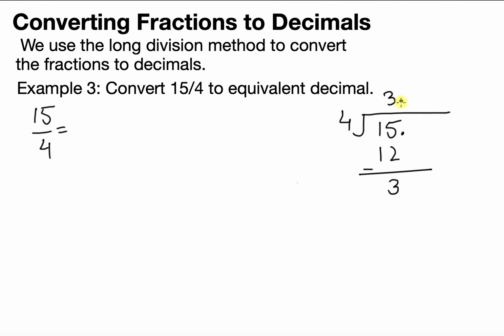We put a decimal point there. Okay, we put 0 there, because we can put as many zeros as we want before the decimal point. So we put the decimal point there as well, and then bring this 0 down. So 15 minus 12 is 3, and bring this decimal and this 0 down there.